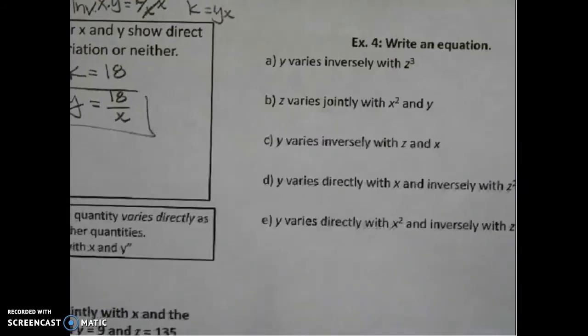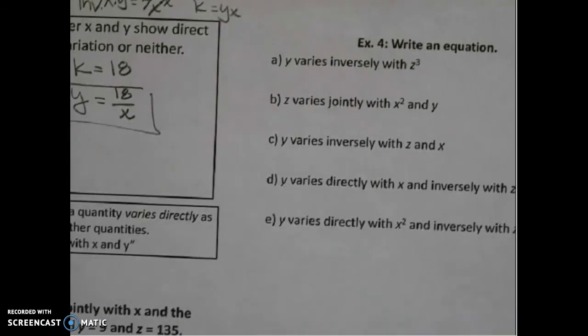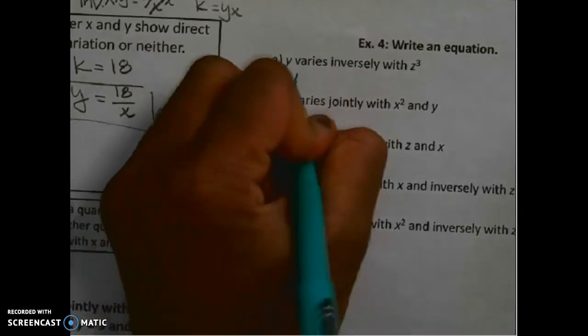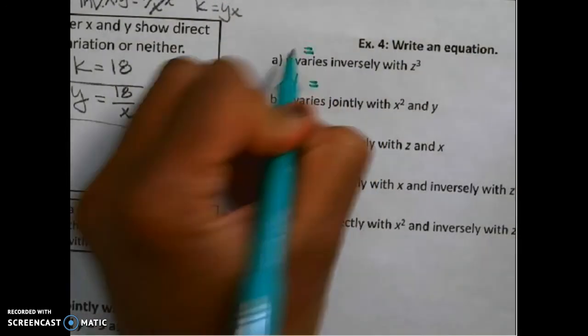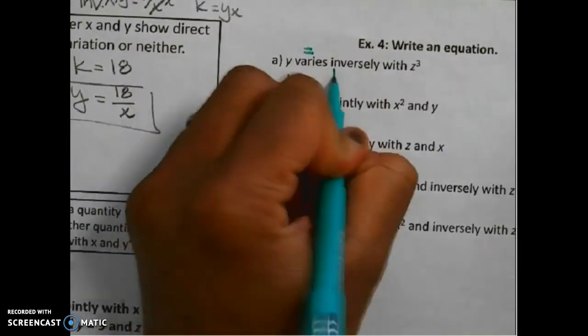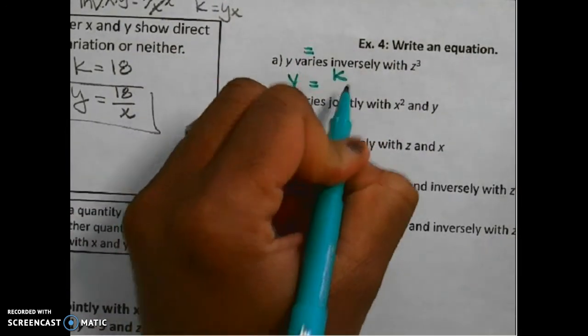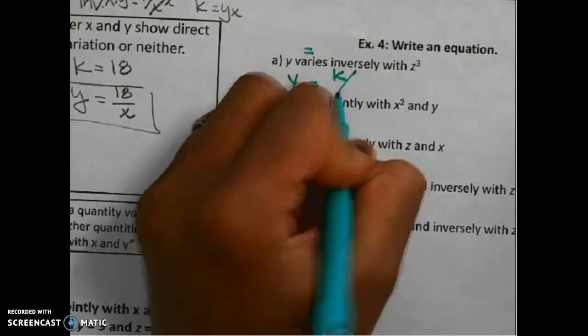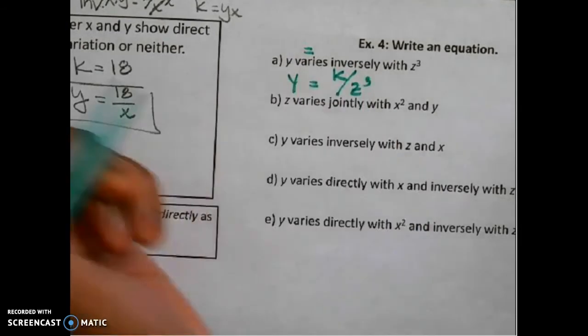Letter A, y varies inversely with z cubed. Y varies, so y equals, that's how I'm interpreting this, inversely. So I know it's going to be k because there's variation, but if it says inversely, it's going to go on the bottom, z cubed.